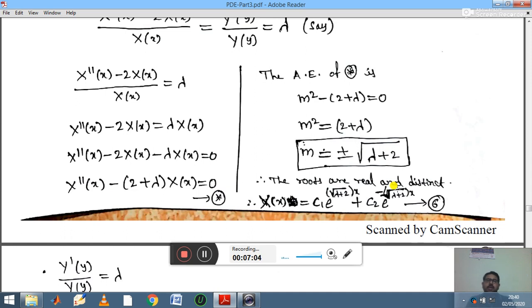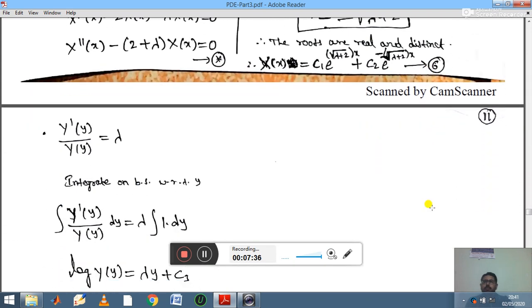If the roots are real and distinct, the general solution is X of x equals c1 into e power m1 x plus c2 into e power m2 x. Here, in c1 into e power x, in place of the root use the first root, square root of lambda plus 2, into x, plus c2 into e power minus square root of lambda plus 2, into x. So this is the solution X of x. Take it as equation 6.